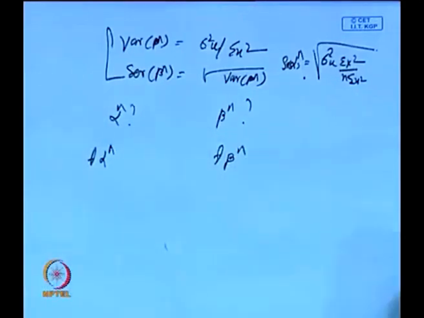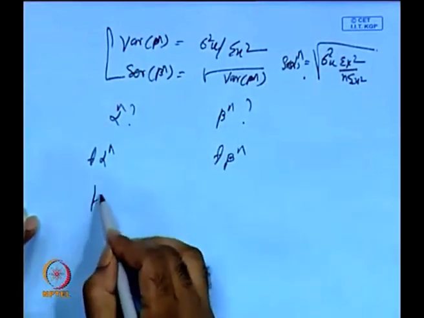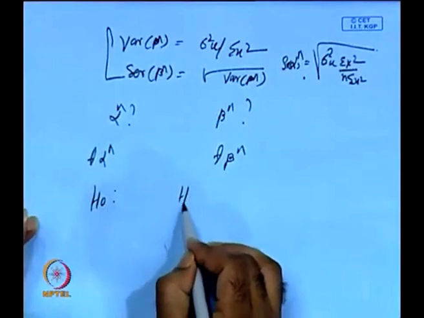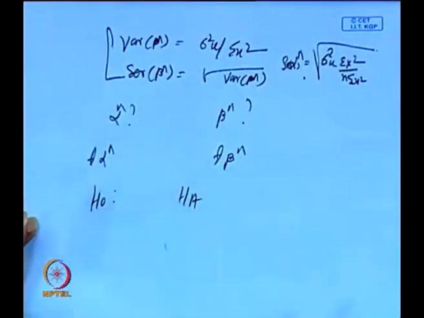To know the significance of this particular alpha hat and beta hat, we have to use a statistical hypothesis. Basically, the statistical hypothesis is divided into two parts, called the null hypothesis and the alternative hypothesis. In contrary to the null hypothesis, we have the alternative hypothesis. Suppose our target is to test whether alpha is significant. Alpha is significant means alpha must have some value. If alpha has some value, then on the basis of that value, we test the significance.